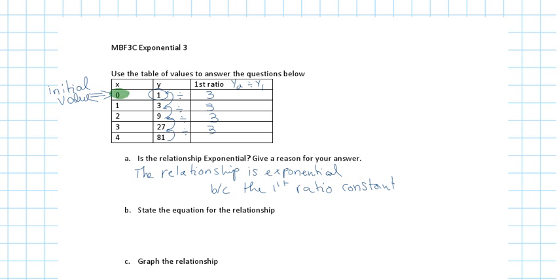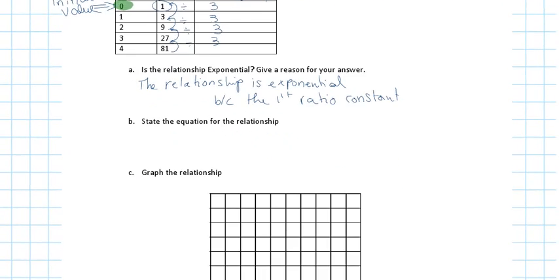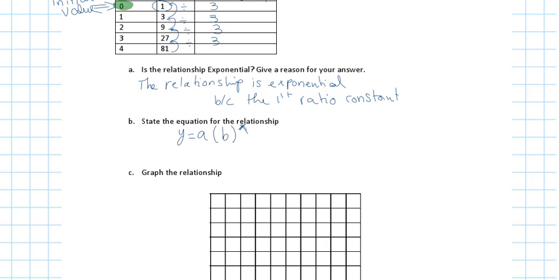Now to write an equation, and I know it's an exponential equation. What is my exponential equation? Y equals a times b to the power of x, yeah? Now what do I replace them with? Tell me, what do I replace a with? 1. What do I replace b with? 3, because that's my ratio. Okay? That's my growth factor. So that's going to be y equals 1 times 3 to the power of x.